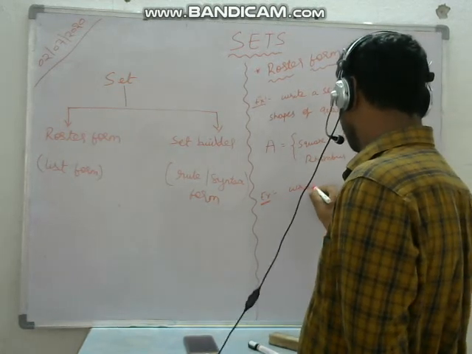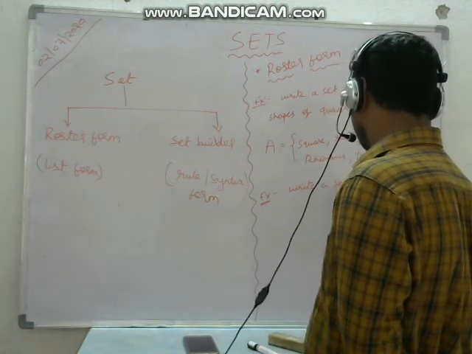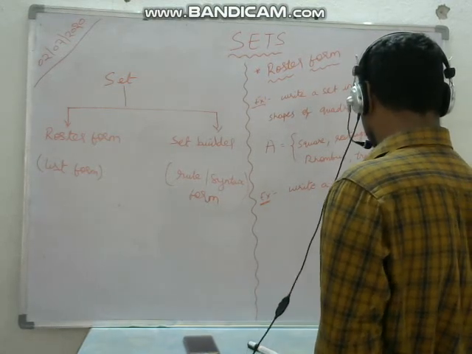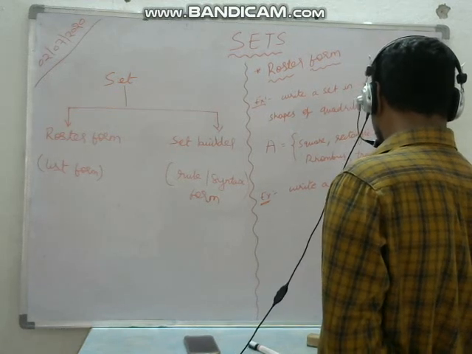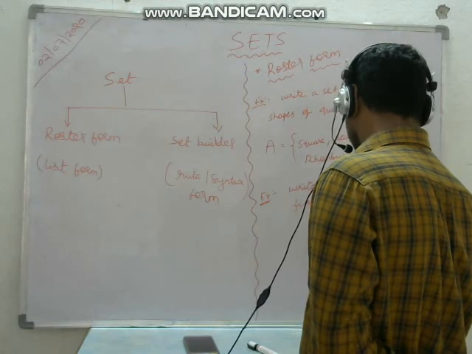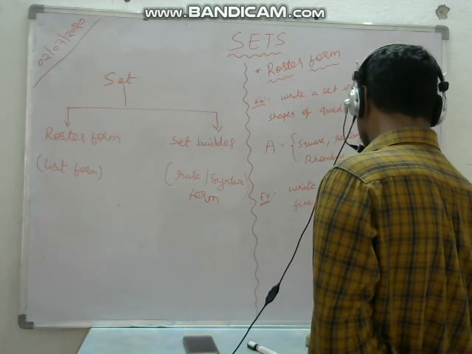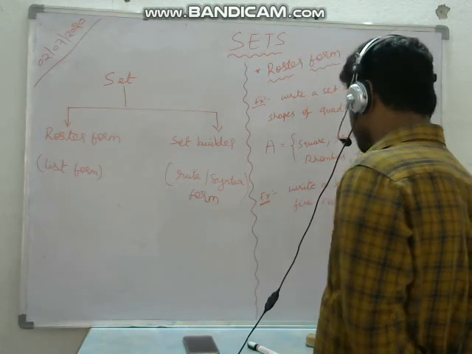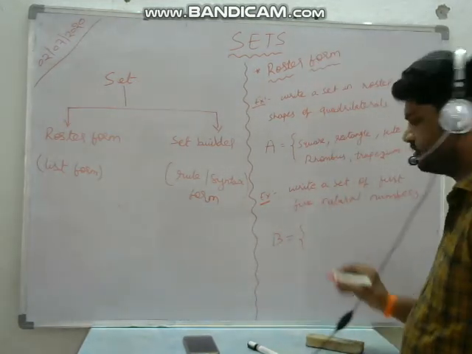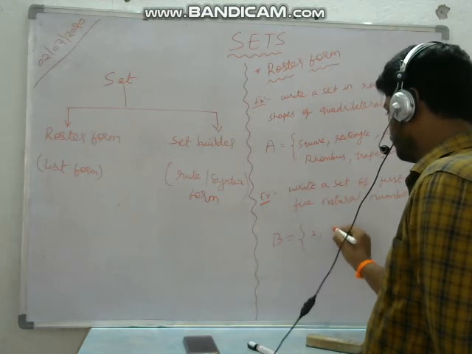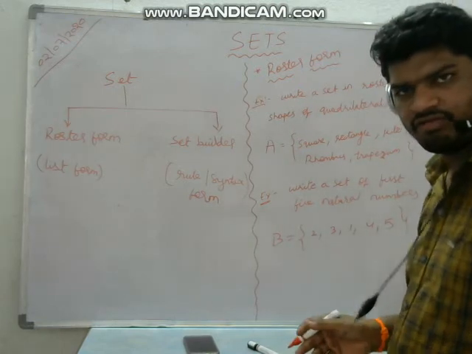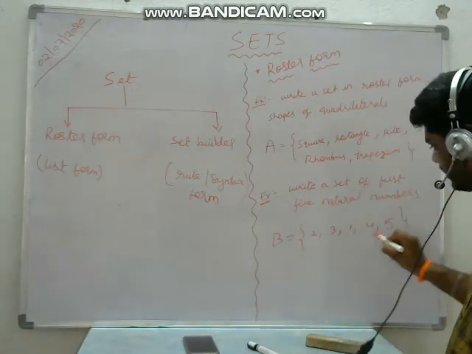One more example. Write a set of first 5 natural numbers. First 5 natural numbers. So set B, natural numbers. So I'll write 2, 3, 1, 4, 5. 1, 2, 3, 4, 5 only, no? First 5 natural numbers. See, I have not written in the order.